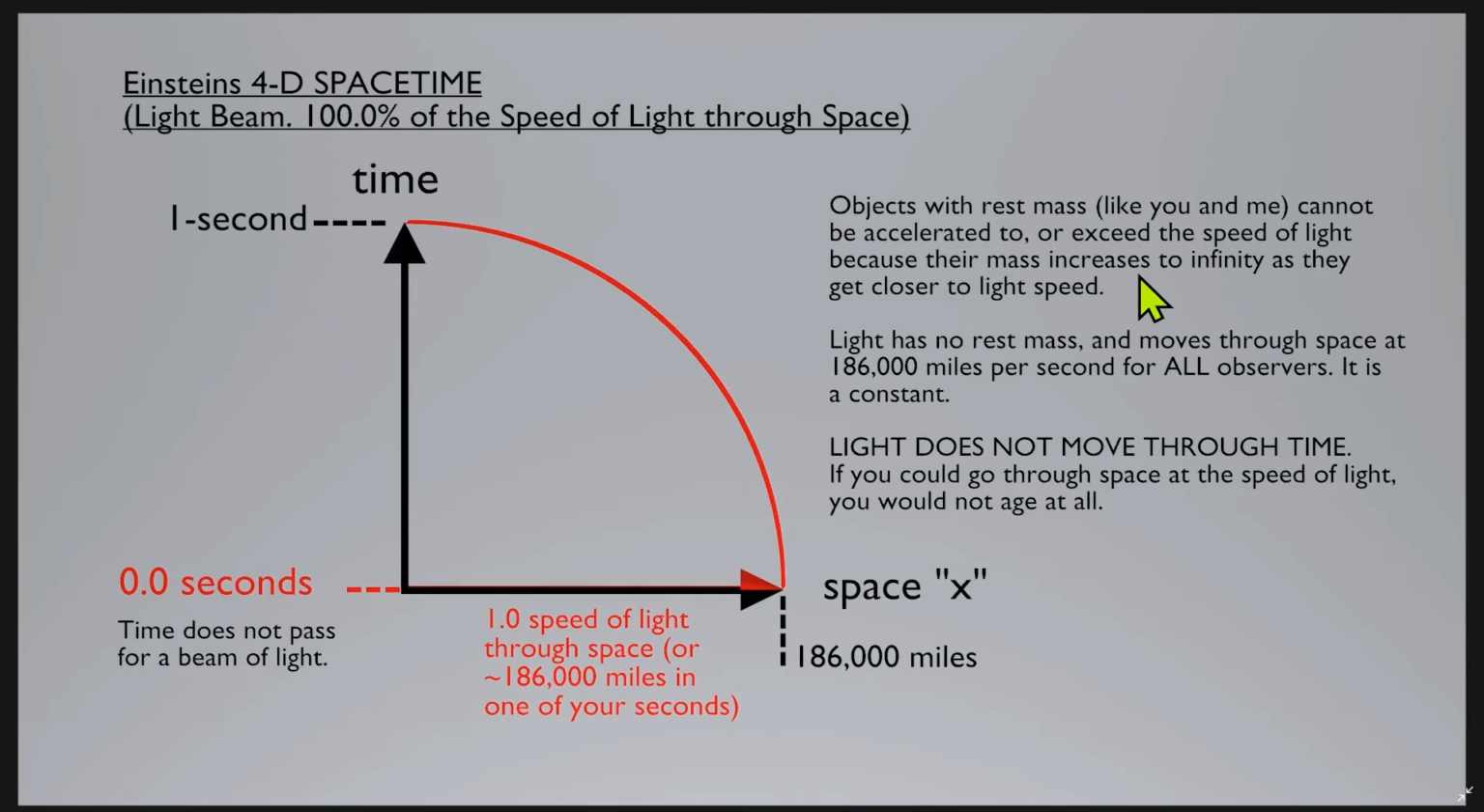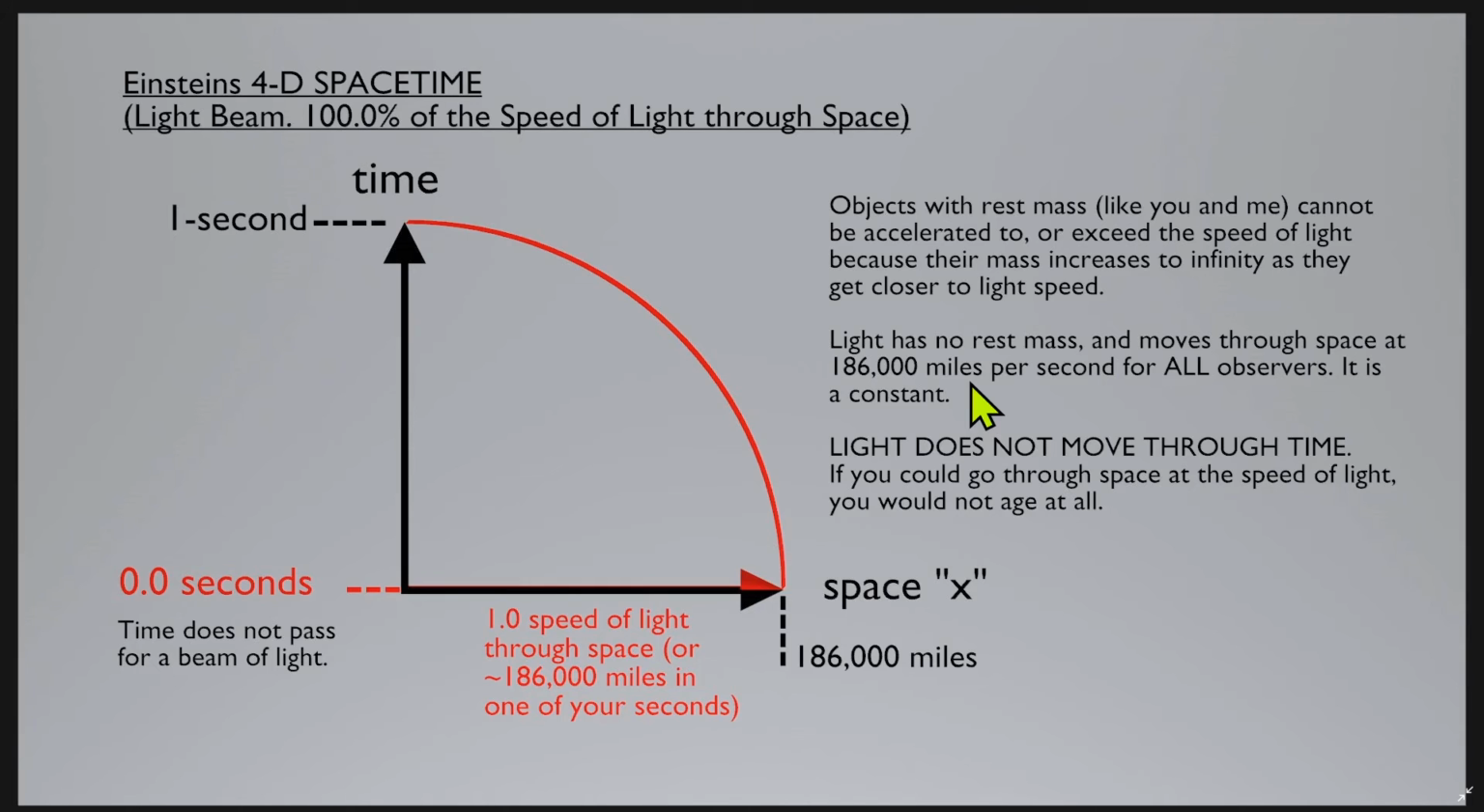When you get close to the speed of light, the mass starts increasing towards infinity, and it would take an infinite amount of energy input into the spaceship to get it moving at the speed of light. So you can always get closer and closer to the speed of light. You can never quite get there. But light does get there. Light does not have rest mass, and so it moves through space at 186,000 miles per second.